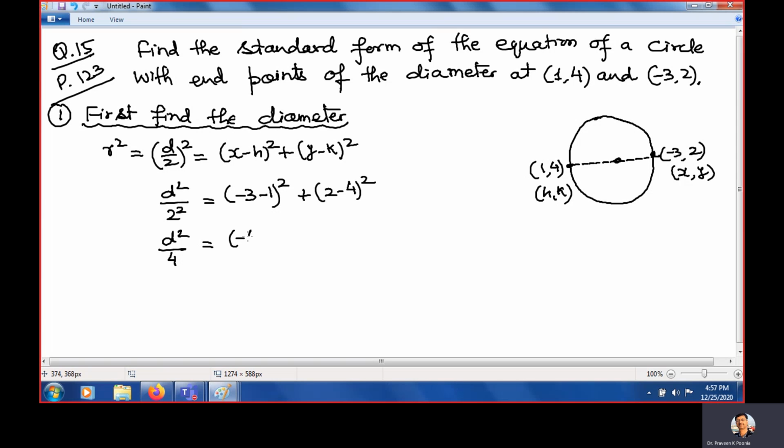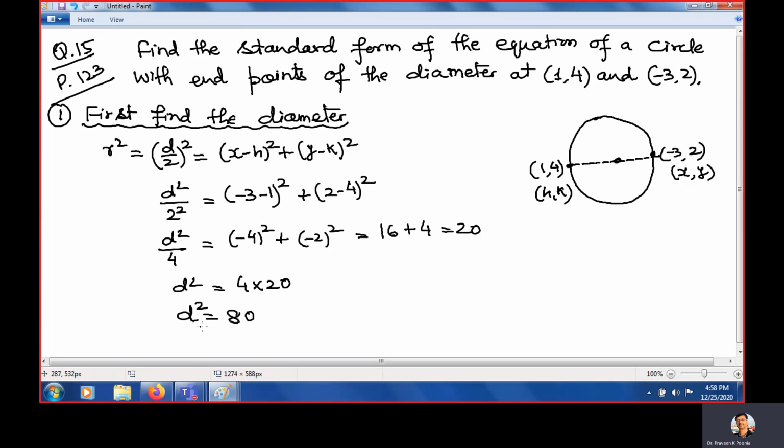Minus 3 minus 1 is minus 4 power 2, plus 2 minus 4 is minus 2 power 2. So how much is it? Minus 4 power 2 is 16, minus 2 power 2 is 4. And how much is it? 20. So multiply by 4. So d power 2 is equal to 4 times 20. D square is equal to 80.